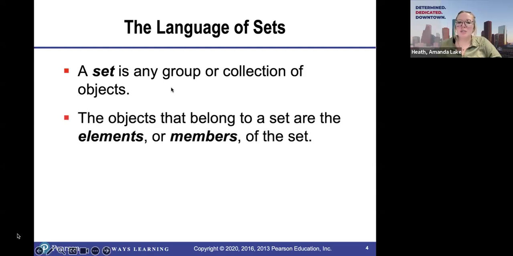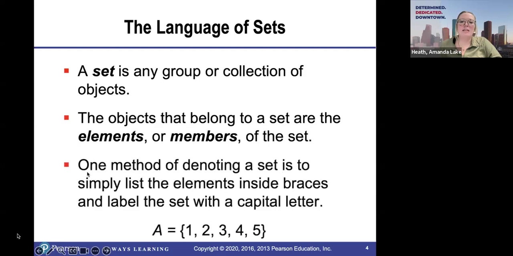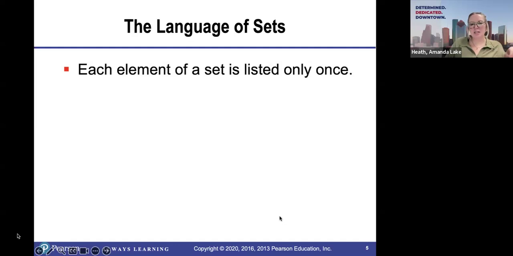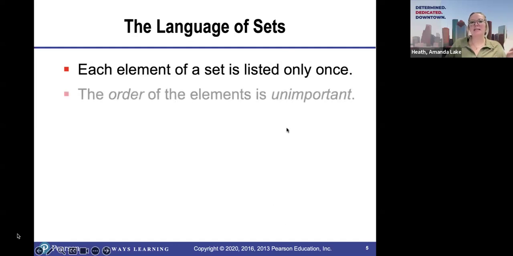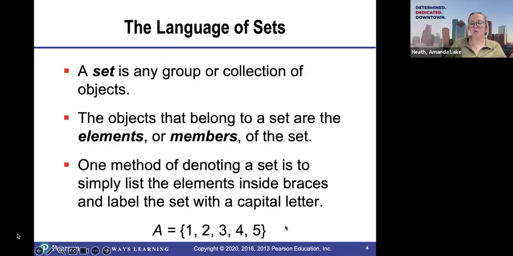The objects that belong to a set are elements or members of the set. We can denote a set using just curly brackets, and sets are usually labeled with a capital letter. So this set would be read as the set A is the elements 1, 2, 3, 4, 5. Each element of a set is only listed once, and the order of the elements is unimportant. So this example here, the same set A could be written 5, 4, 3, 2, 1.